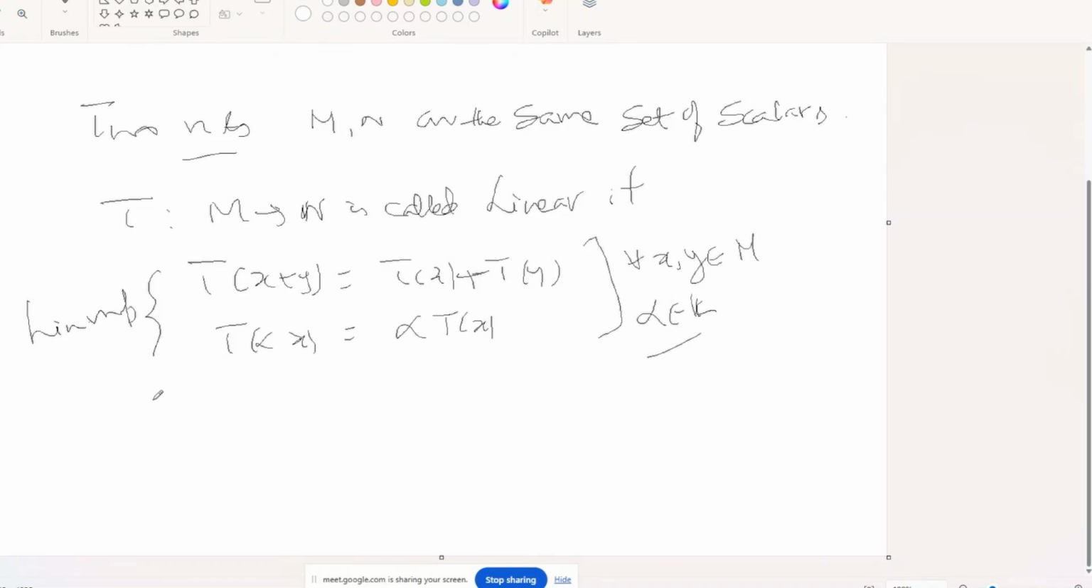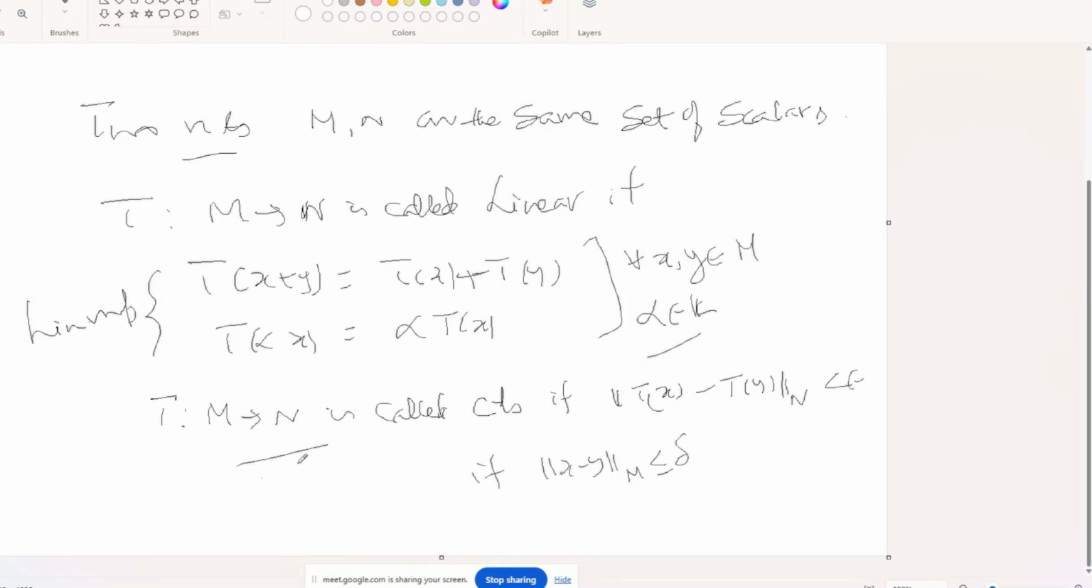T from M to N is called continuous if norm of Tx minus Ty, this is in N, is less than epsilon, whenever norm of x minus y in M is less than delta. This is the one.